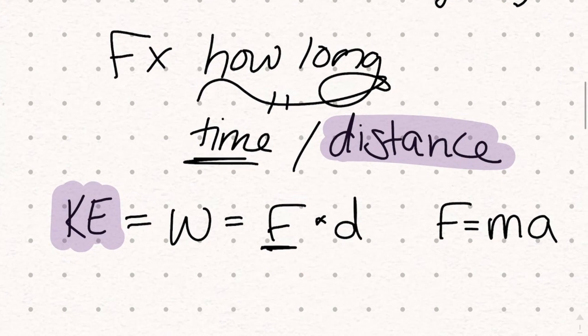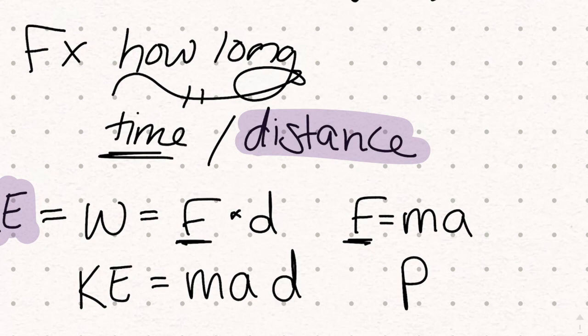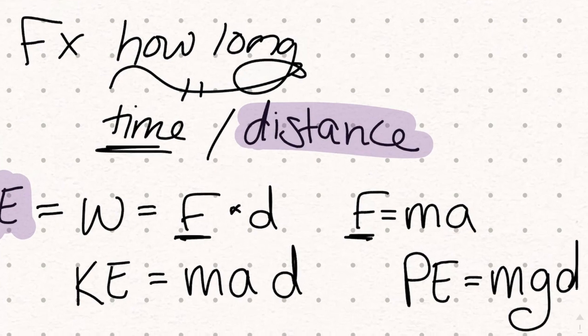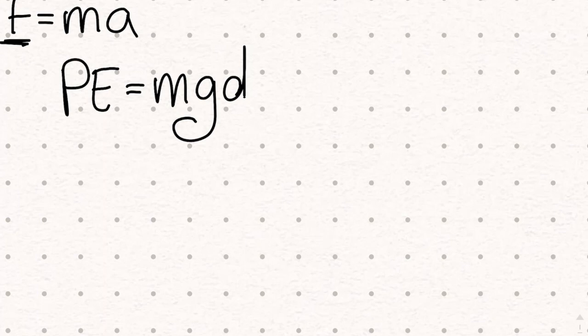So now let's say that we substitute, instead of force, mass times acceleration. So our kinetic energy is now mass times acceleration times distance. Now this looks very, very similar to our potential energy equation. Remember, potential energy was mass times the acceleration of gravity times distance.